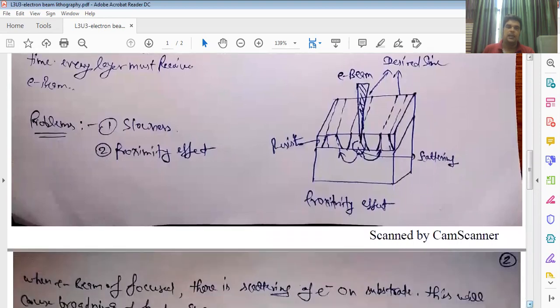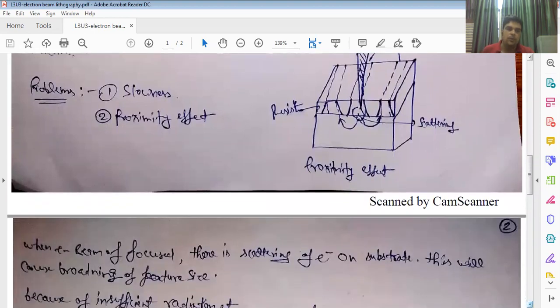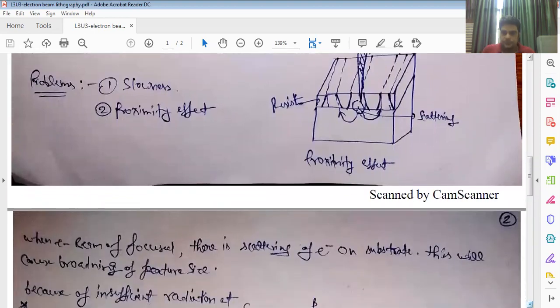Now let's consider the problems associated with electron beam lithography. The first problem that we have already discussed is the slowness of the system. Electron beam lithography is a slow process. Throughput is very poor. Next is the proximity effect. Now, what is that proximity effect?